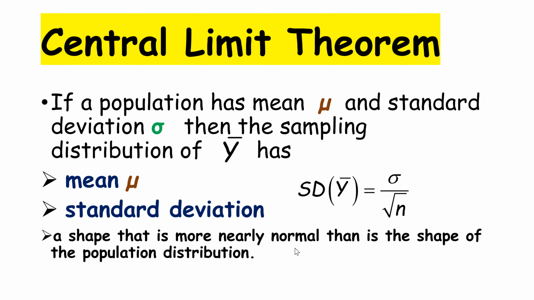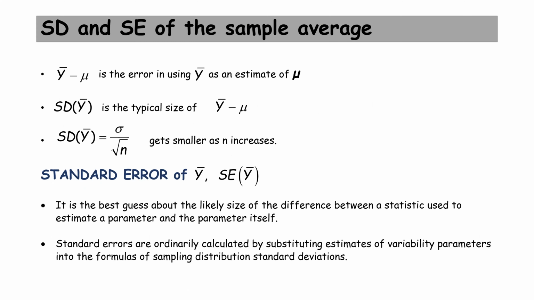The shape of this sampling distribution is more nearly normal than the shape of the population, unless we were sampling from a normal distribution. But as you learn, this theorem is the most useful. We had a rule of thumb, right? N greater than 30 to satisfy the conditions of the Central Limit Theorem.